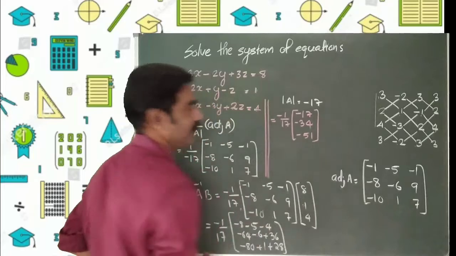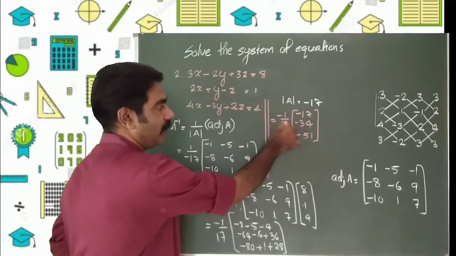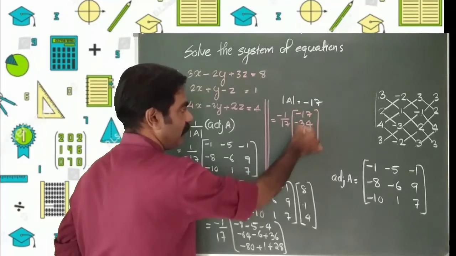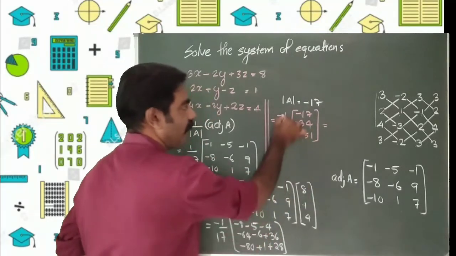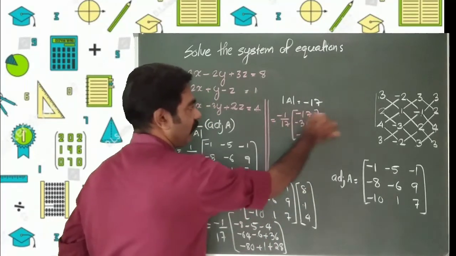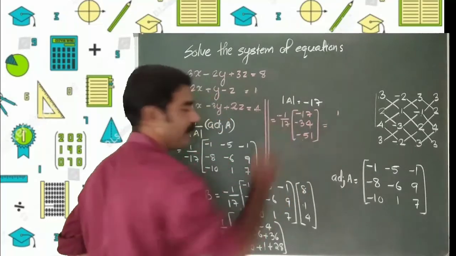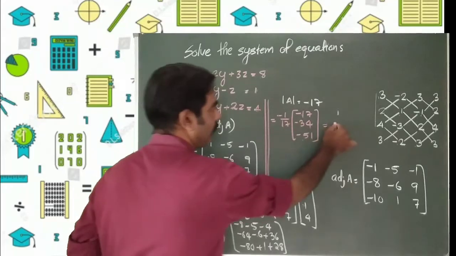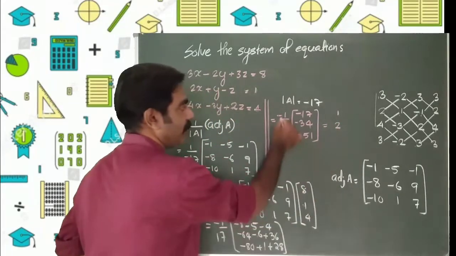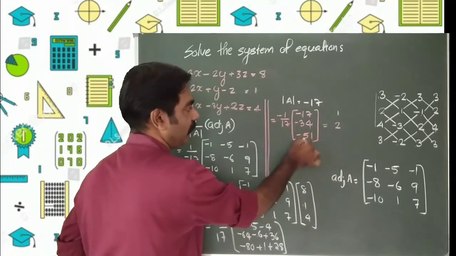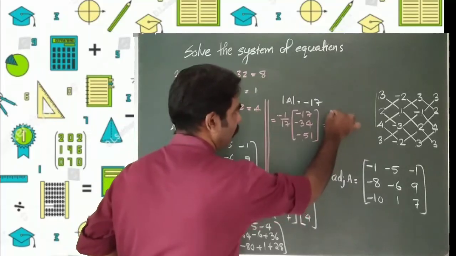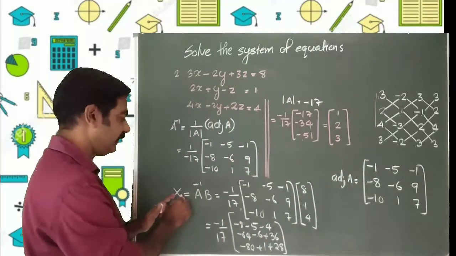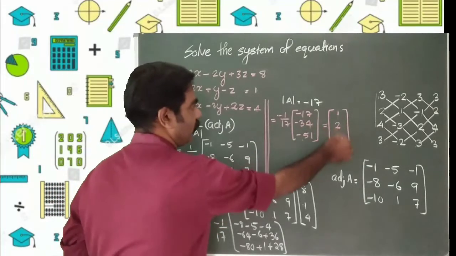So minus 1 by 17 into the matrix minus 17, minus 34, minus 51. That's equal to 1 by 17 into 17, which becomes 1. Minus and minus become plus. Again, minus 1 by 17 into minus 34 is 2, and minus 1 by 17 into minus 51 is 3. So we got the matrix 1, 2, 3. So X is equal to the matrix 1, 2, 3.